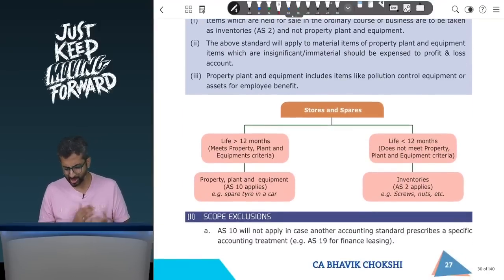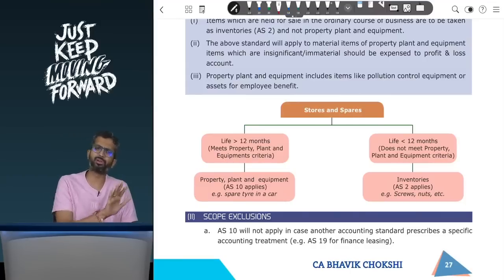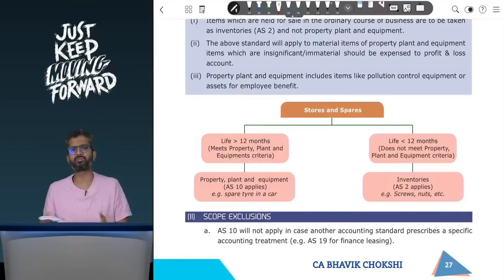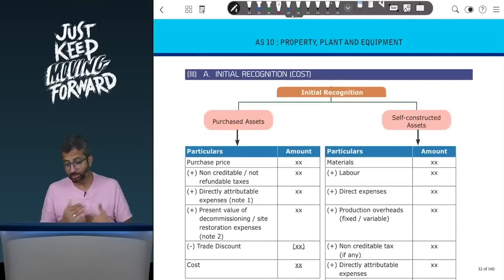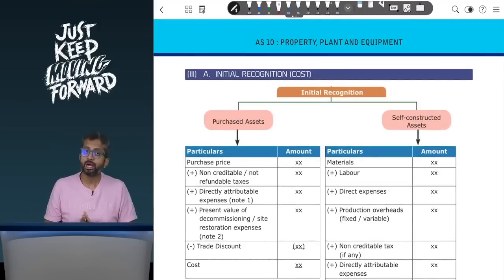Stores and spares, also there is some guidance that if they have a life of more than 12 months, they will be treated similar to PPE principles. If they have a life of less than 12 months, they will be treated along with inventory principles. So this is a basic introduction. I would not really say that it is very important. The important part of the standard starts from now.